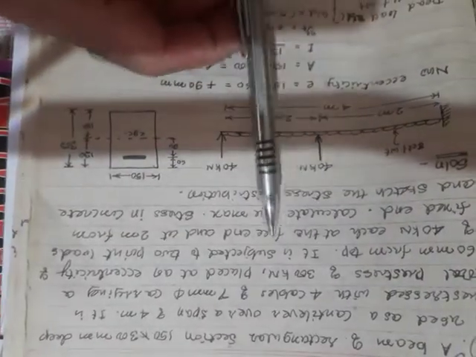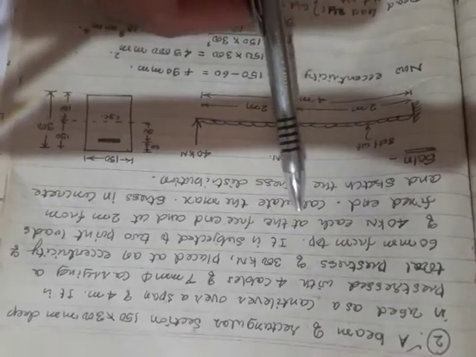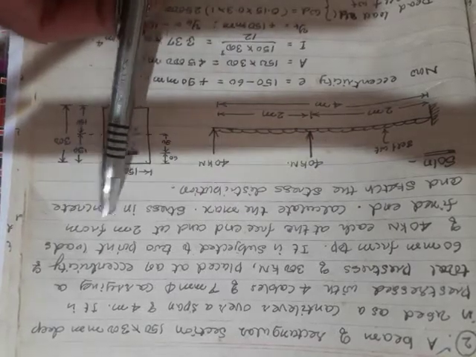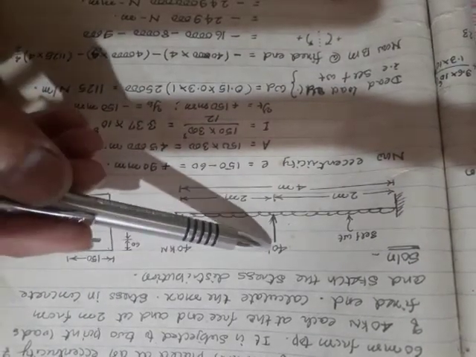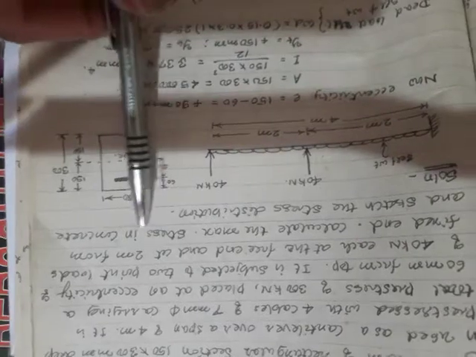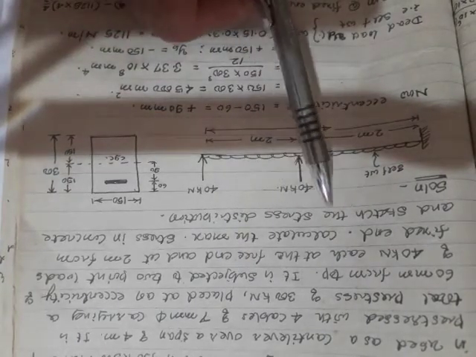See now. It is subjected to 2-point loads of 40 kilonewton each at the free end and at 2 meter from the fixed end. In a sense, he has applied 2-point loads. One is at the free end, 40 kilonewton, and another one again 2 meter from the fixed end, again 40 kilonewton. 2-point loads have now been applied. Calculate the maximum stress in concrete and sketch the stress distribution. So he has asked you to sketch the maximum stress in concrete.